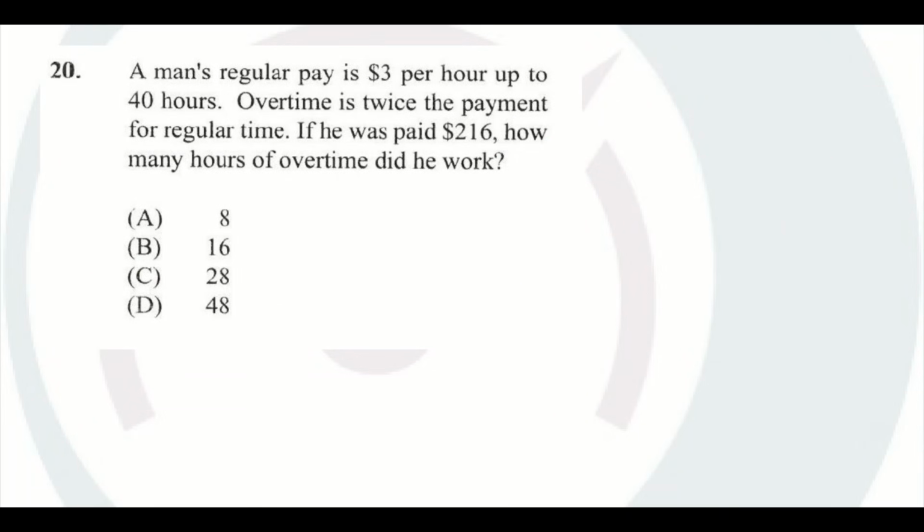A man's regular pay is $3 per hour up to 40 hours. Overtime is twice the payment for regular time. If he was paid $216, how many hours of overtime did he work? So let's look at the regular pay. So regularly, he would earn $3 per hour and he would work 40 hours for the week. So that's 3 times 4 is 12. So naturally, he would earn $120 regular pay.